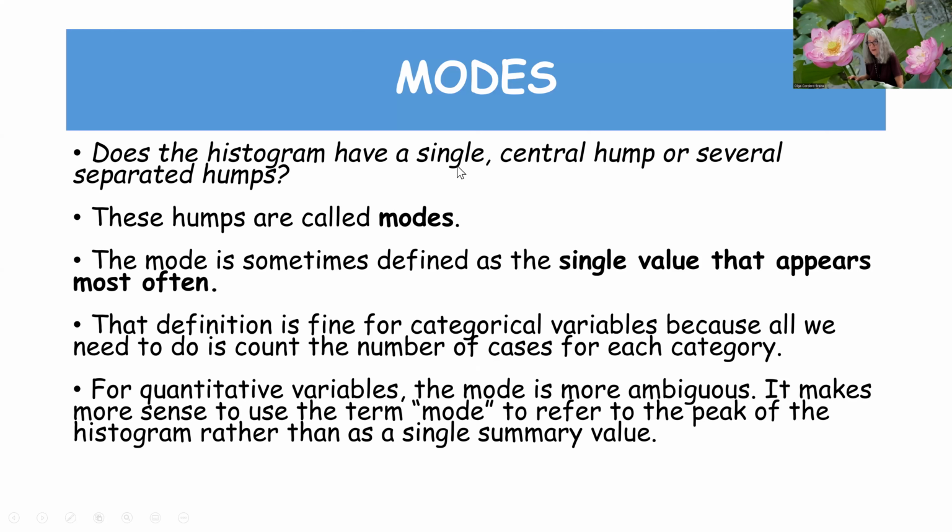Modes. Does the histogram have a single central home or several separated? These homes are called modes. The mode is sometimes defined as the single value that appears most often, but sometimes there are too many modes. So the mode is useless when we have too many modes. In fact, no modes because each data value is unique. For quantitative variables, the mode is more ambiguous, okay? It makes more sense to use the mode to refer to the peak of the histogram.